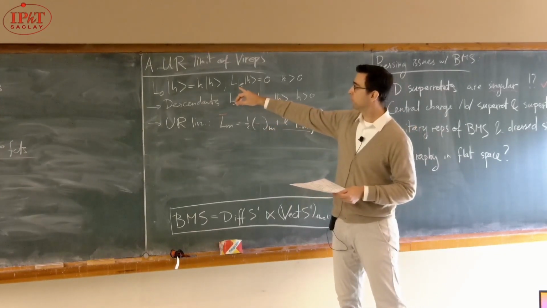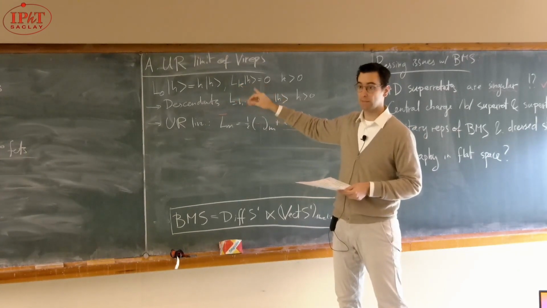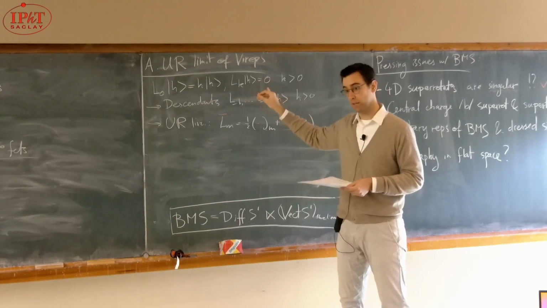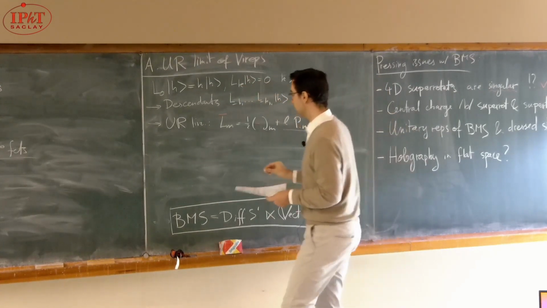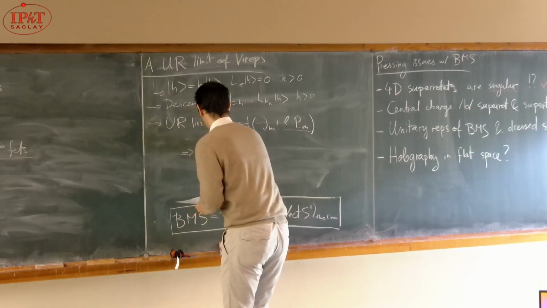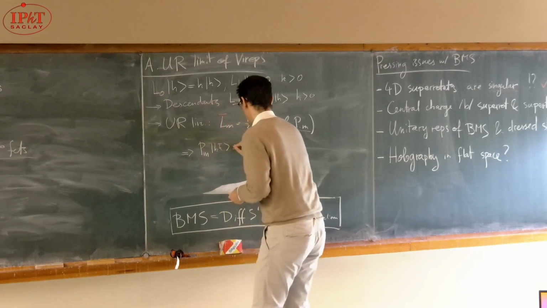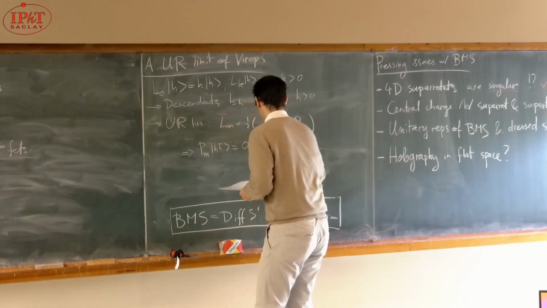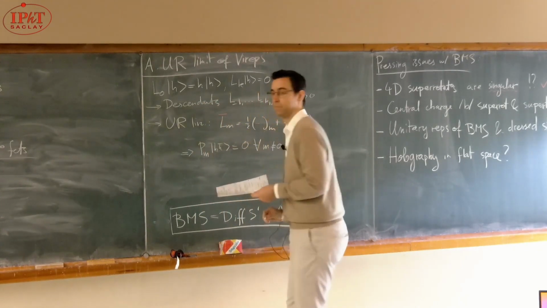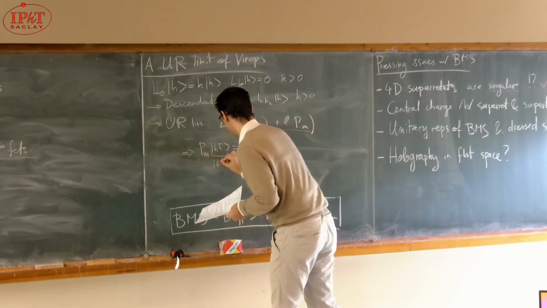And so if you now look at the condition that L_k gives 0 when acting on H, and L-bar_k gives 0 when acting on H-bar for positive k, well, that actually means that P_m acting on H-bar, if you will, gives 0 for every non-zero m. So this guy I'm going to call phi, just to save some time.